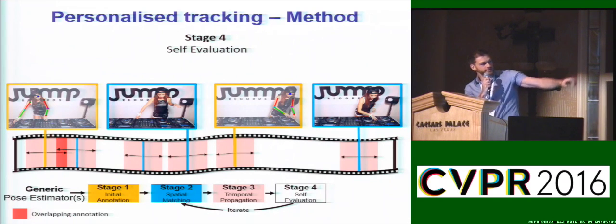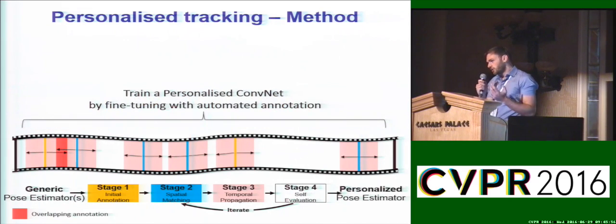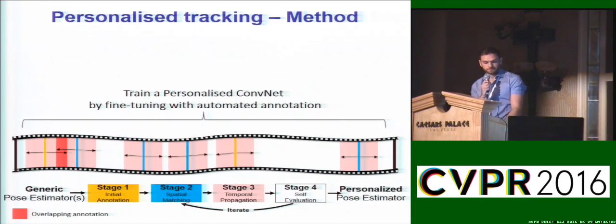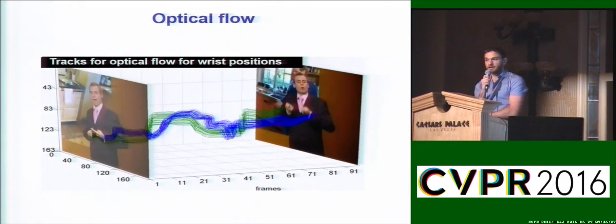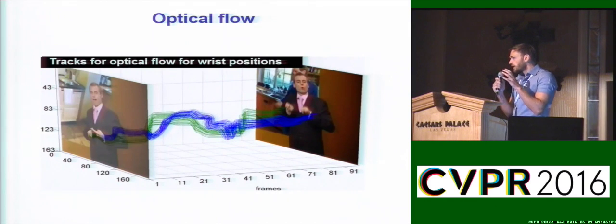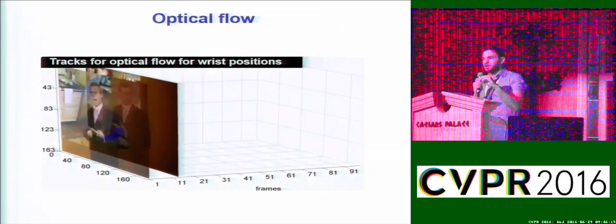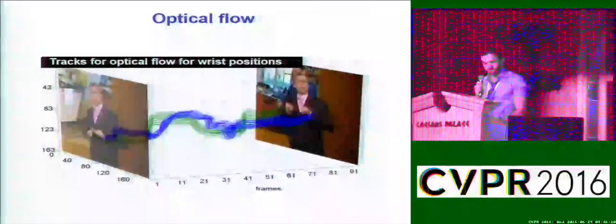We can also iterate the system, as shown here, until the whole video is covered in annotation, and then finally we can personalize the generic convnet by fine-tuning it on this automatically generated annotation. The visualization I show here is visualizing the tracks produced from dense optical flow initialized at the wrist positions, and it's these tracks that we propagate the annotation along during stage 3 of our algorithm.